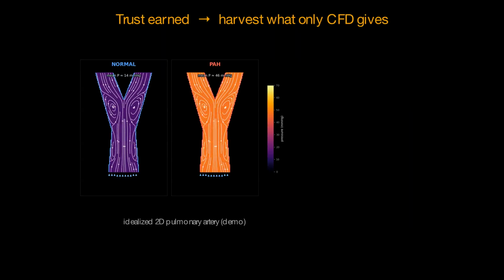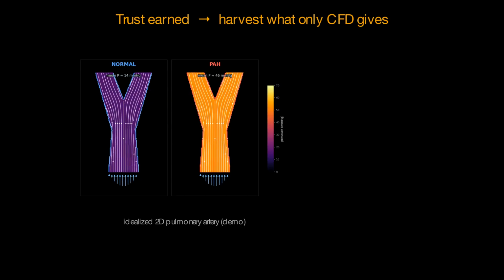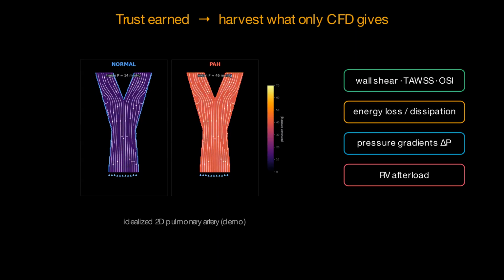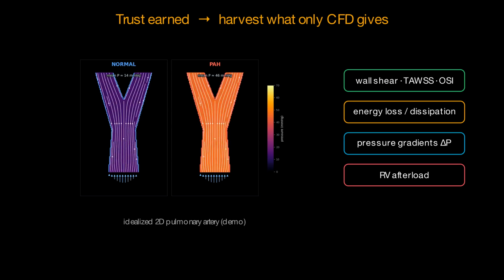And a trusted model finally pays out. Now you can read the quantities you ran the CFD for in the first place, the ones no measurement gives you: wall shear stress, and how it flips direction over the cycle, the energy the flow dissipates, the pressure gradients, and the load the arteries throw back at the right ventricle. Same anatomy, same inflow, but the diseased Windkessel, stiffer and more resistant, drives a completely different field. That's a patient-specific model you can actually believe.